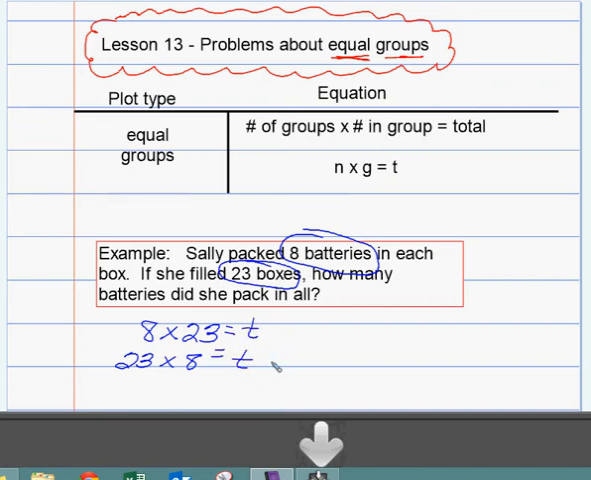So you'd only need one of those. Remember, multiplication is commutative, so you just work that out. 23 times 8. 8 times 3 is 24. Carry the 2. 8 times 2 is 16. 18. So you'd have 184 batteries.